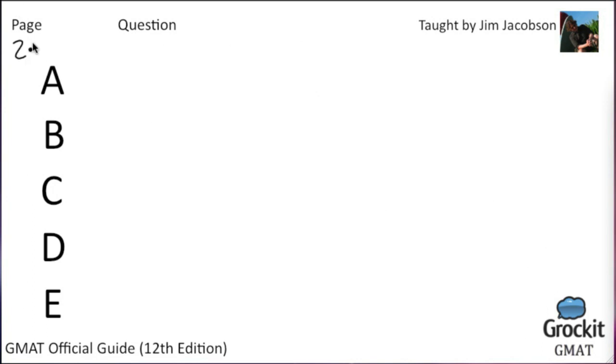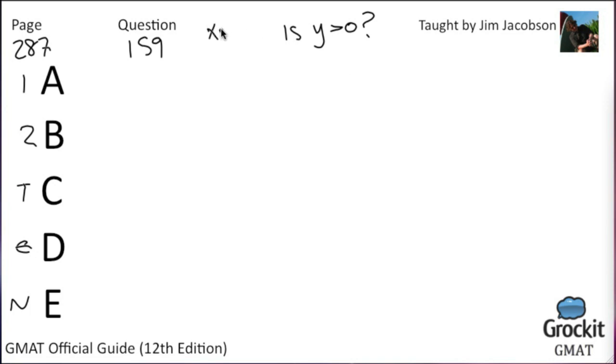So 287, second column, question 159. If x is less than 0, is y greater than 0? And x is less than 0. Let's see. Not any figuring we can do in advance. So clearly we have problems that can differ kind of wildly. Some of them, you can do a lot of figuring in advance, and then when you get to the questions, it is made easier. In other ones, there's nothing you can do till you get to the statements.